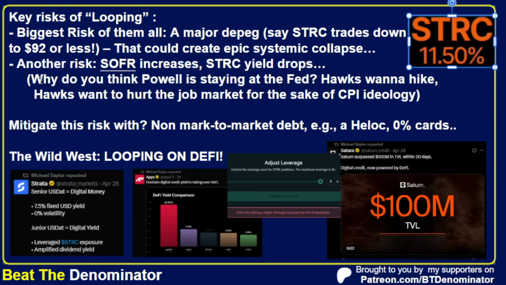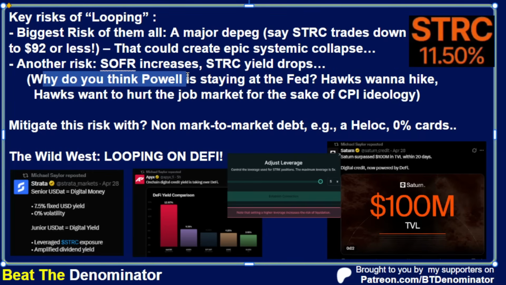But then again, why do you think Powell is staying at the Fed against all sorts of customs? Let me tell you why. Because hawks want to hike. Hawks want to hike. They want to hurt the job market for the sake of CPI ideology. Hawks want to hike. You saw the dissent. 3 dissents at the Fed meeting today. They want to hike.